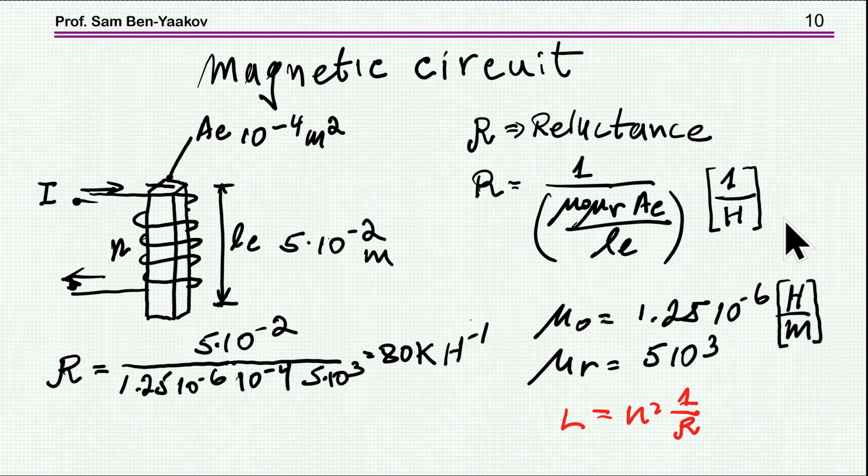So plugging in the numbers, just to get the feeling, in this particular case the reluctance is 80K and the units are 1 over Henry. So this is in fact like the A sub L, the inductance per turn. By multiplying it by n squared, you get the total inductance of the piece here. And the units, therefore, are 1 over Henry because n does not have any dimension to it.